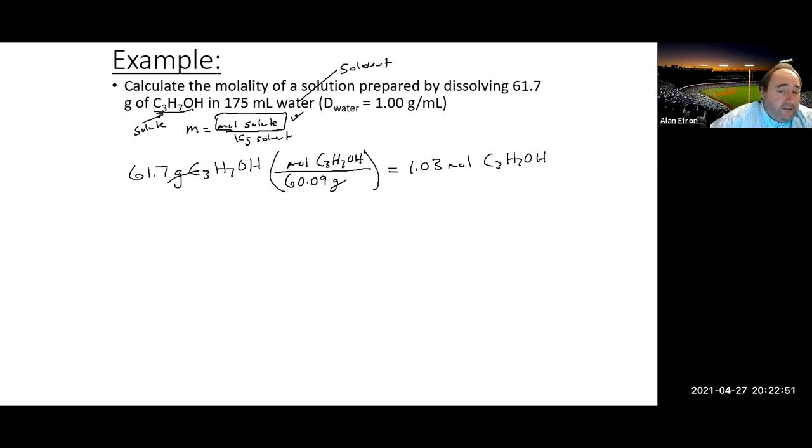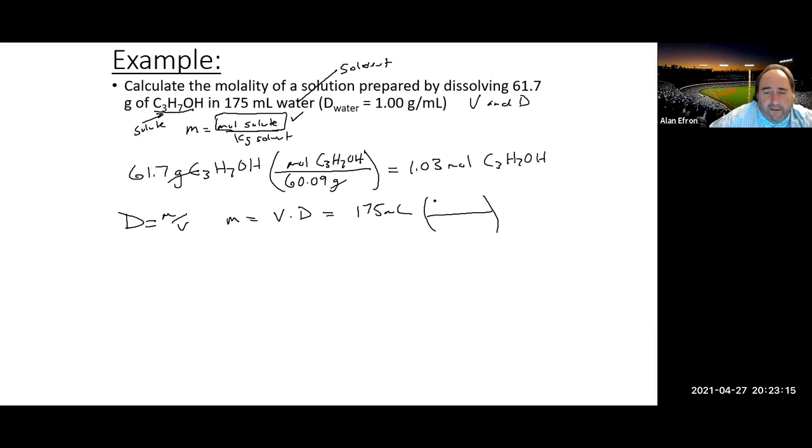Our water is our solvent, and we need the kilograms, but here we have the volume and the density. As we were just talking about, we could use the density equation to solve for mass: volume times density. That means that we have 175 milliliters of water.